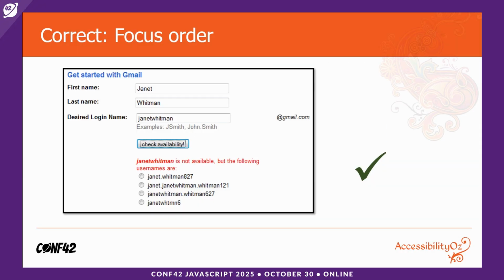This is how you make sure focus order is correct when you're creating forms. You don't validate on completion of a field. You validate only on submission of a submit button. So you can see here someone's put in a desired login name. They've hit check availability. This is done via JavaScript, so the page doesn't refresh, but immediately next in the DOM, they have added this content: Janet Whitman is not available, but the following usernames are, and then it gives some examples.